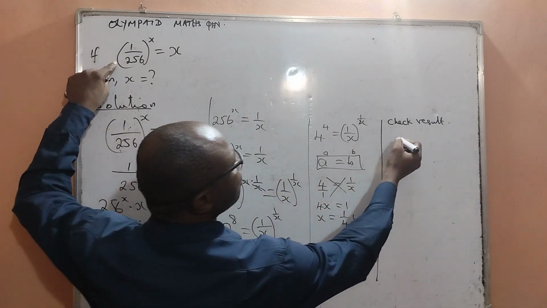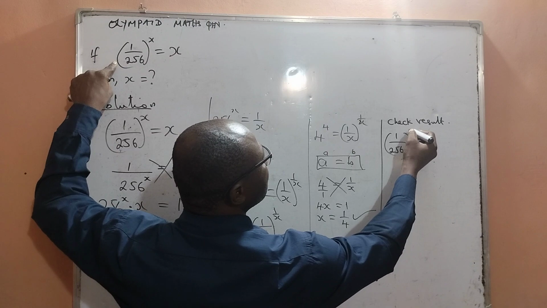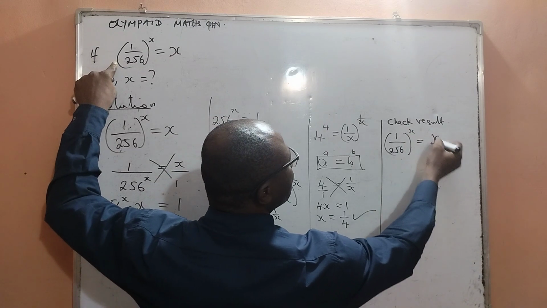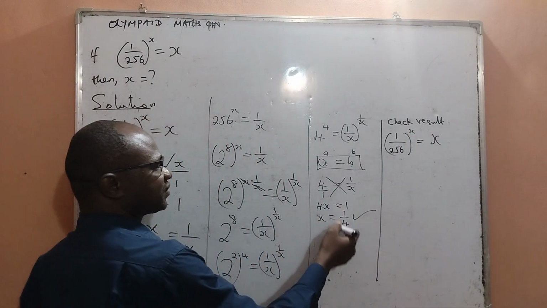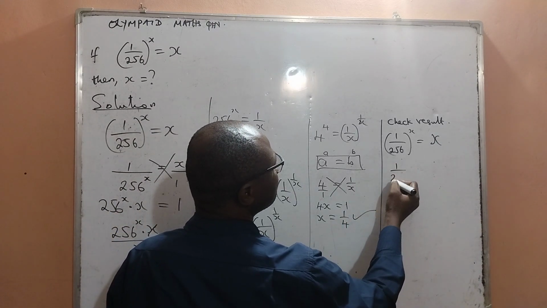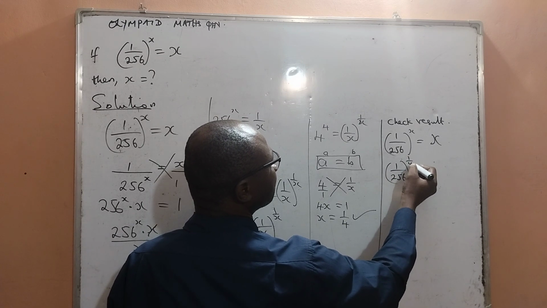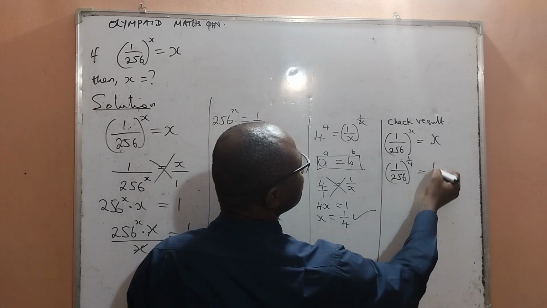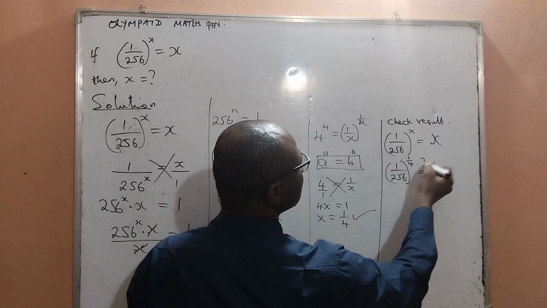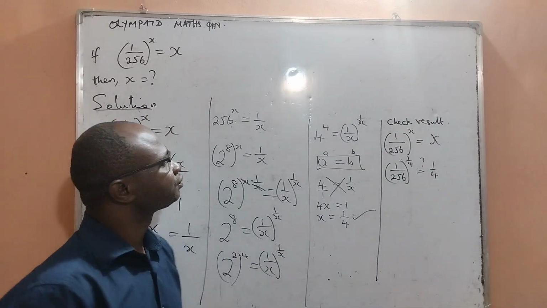I am given (1 all over 256) all to the power of x equal to x. Now, if x is 1 over 4, that means (1 all over 256) to the power of 1 all over 4 is equal to 1 all over 4. We want to find that the two sides of the equation will be equal.